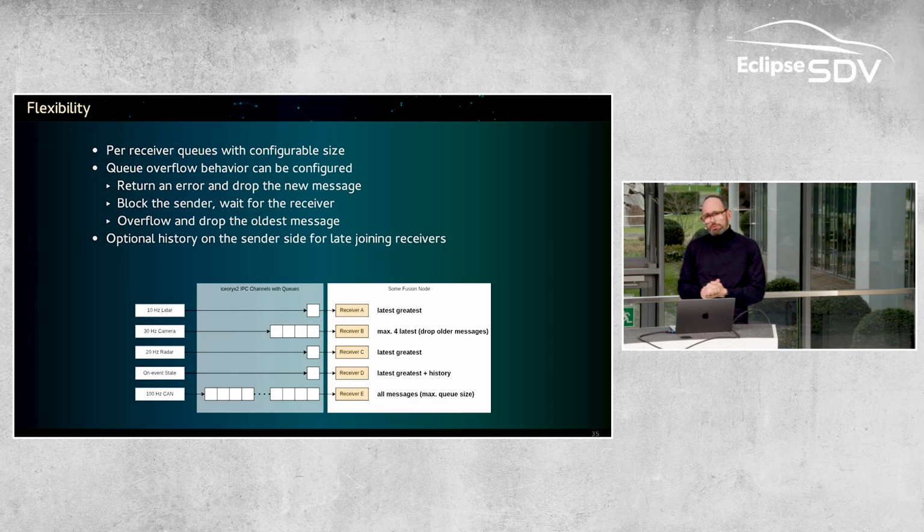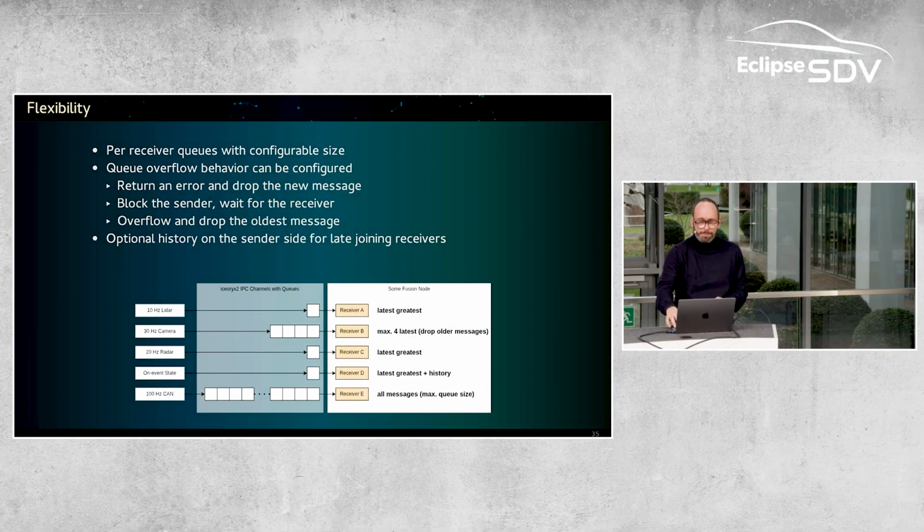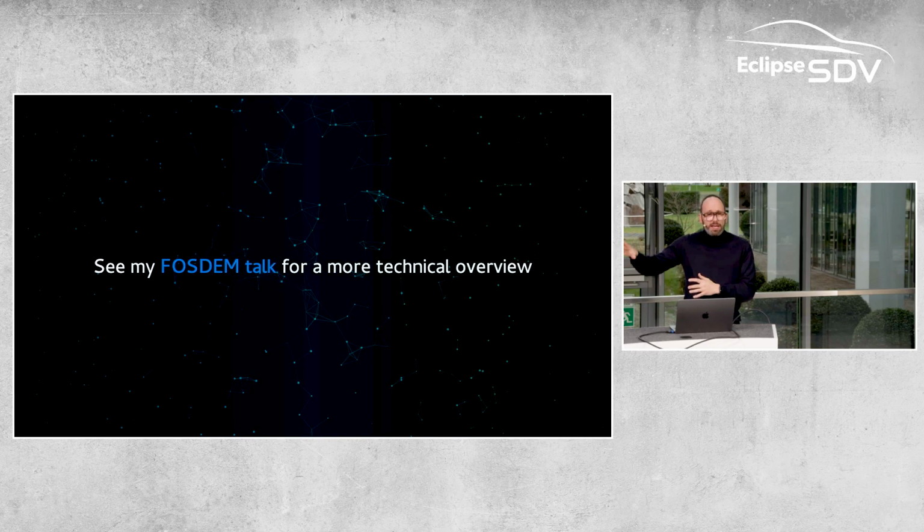Here on this figure, you see a small example. We have a fusion node. It has different inputs from different sensors running at different frequencies, and now you can configure iceoryx to say, okay, for my LiDAR sensor, I'm only interested in the latest, greatest. So every time I want to consume some data, I have the latest LiDAR scan. For my camera, I want to store up to 4 camera images. But if they get older, I start dropping old images and replace them with new ones. Or you say, I want to have all the messages. I configure the maximum queue size and treat an overflow as an error. More technical details on all of this can be found in my FOSDEM talk that I linked here.